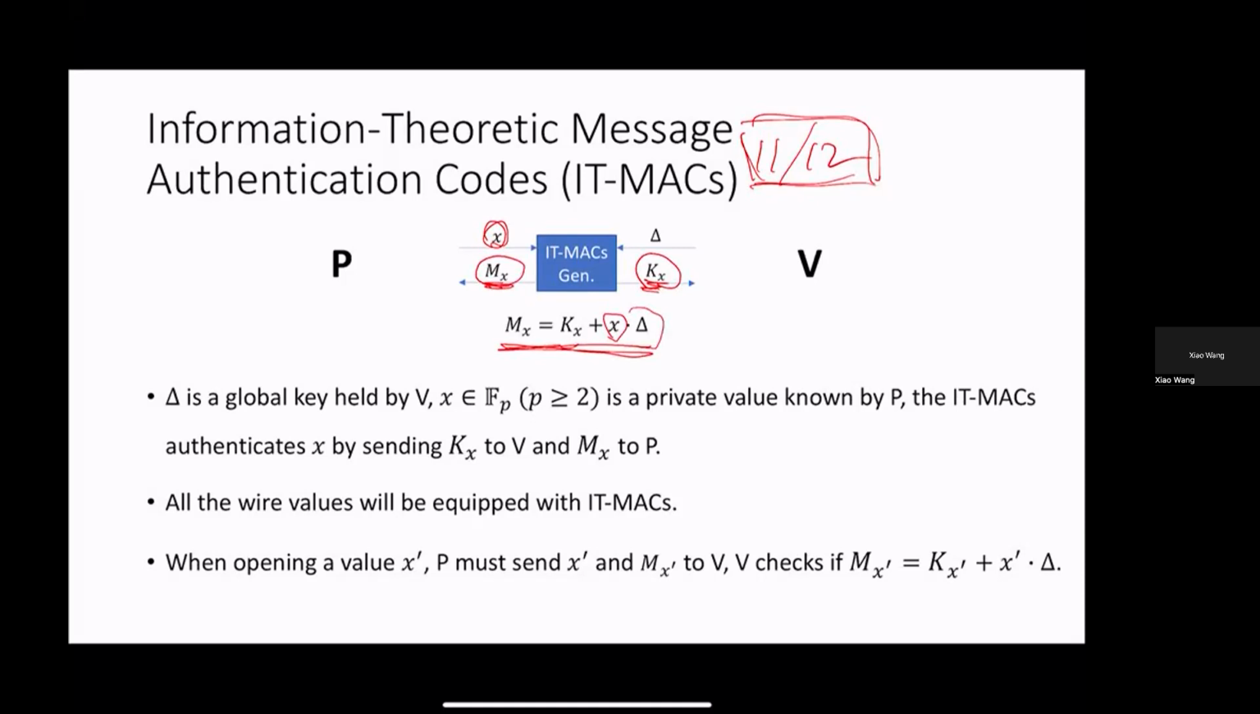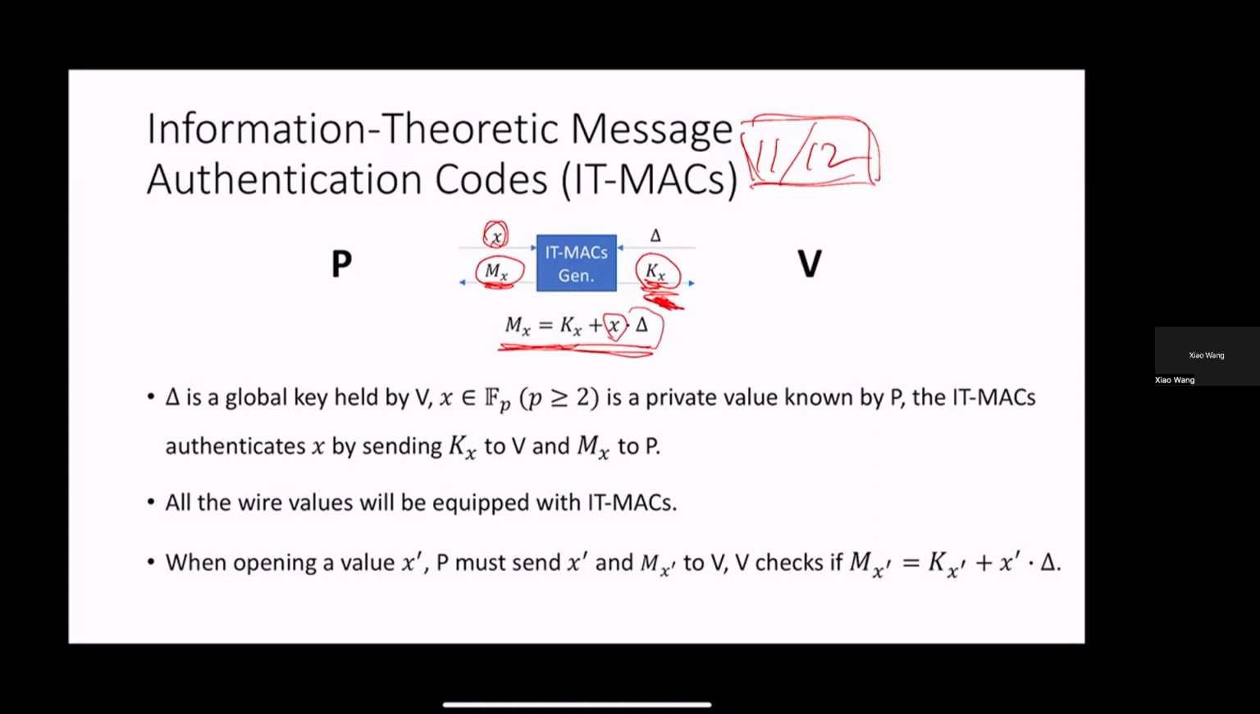We call it an information theoretic message authentication code because it allows the prover to do certain types of authentication, and it's information theoretic. Information theoretic just means that regardless of the computational power of these two parties, they cannot break the authentication properties or other properties of this building block. Why is this authentication? First, from the value of k of x, the verifier will not be able to figure out the value of x. So k of x is independent of the value x.